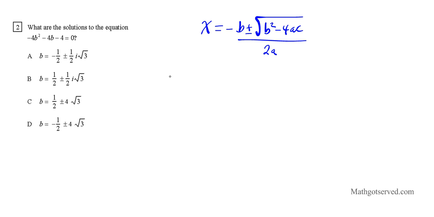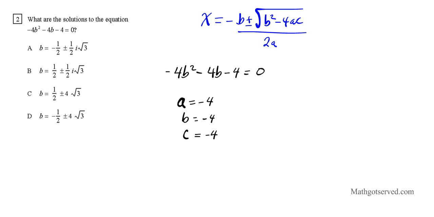So in this problem, let's rewrite it, negative 4b squared minus 4b minus 4 is already in standard form, so we can extract a, b, c without any problems. Okay, so a is negative 4, b is negative 4, and c is negative 4 also. All right, so what I'm going to do is plug all of this into my quadratic formula. Let's see what we get.